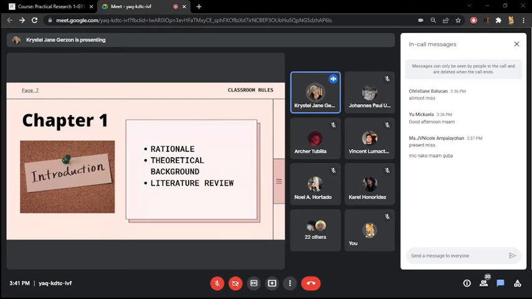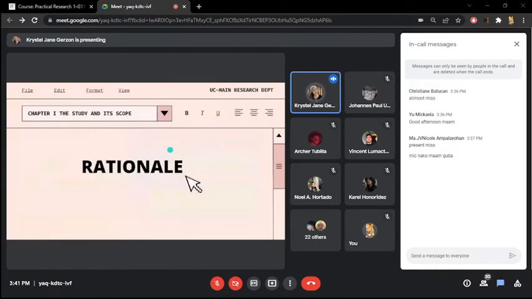How to look for literature, related literature and related studies. On Wednesday, we are just going to talk about how you are going to draft and write your literature review. Again, this afternoon, we are going to talk about how you are going to write your rationale and your theoretical background.